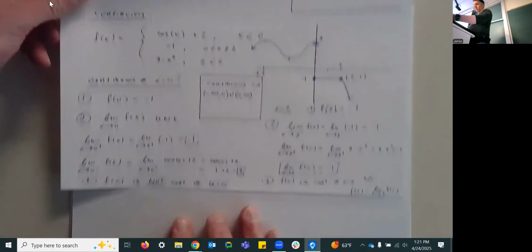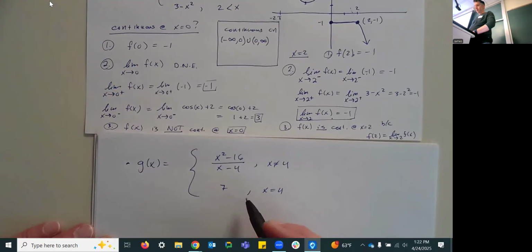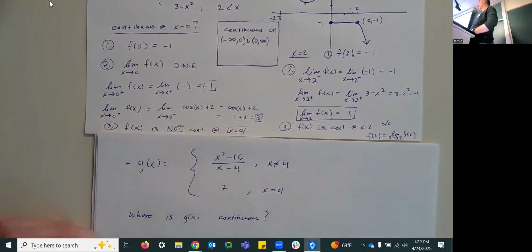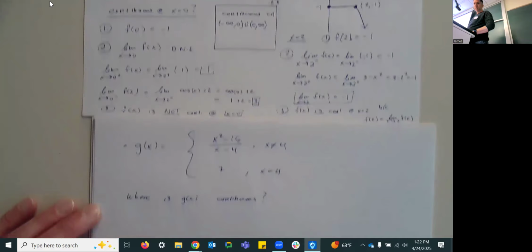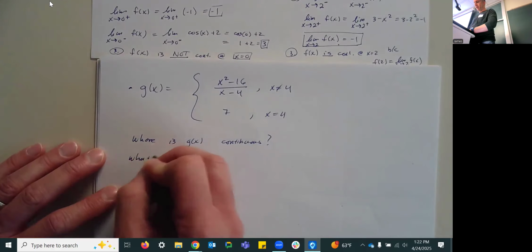All right, let's look at this next one. So where is g of x continuous? Well, again, this question almost always means tell me where it isn't continuous, and then remove those values, and everything else is your answer. So here, the only place of concern is at 4. So what's happening at 4?